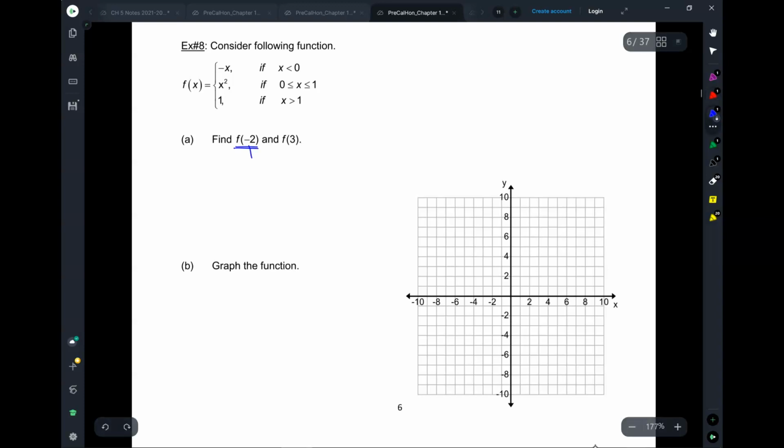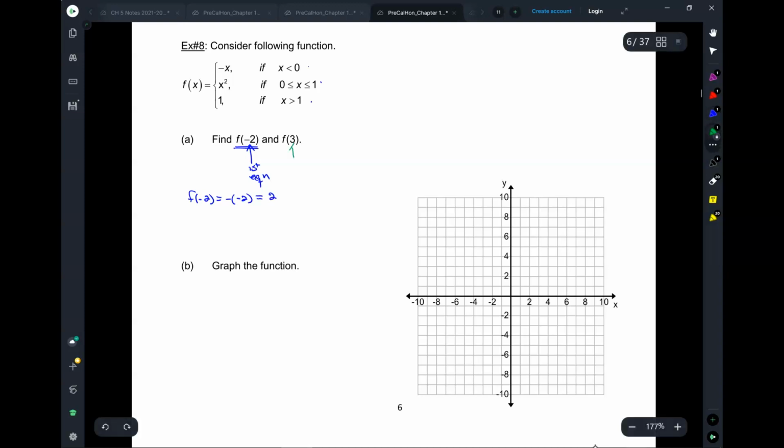Okay, x is negative 2 here. Of these 3 regions, where does negative 2 fall in? First, second, or third? First. So that means because it falls in the first equation, I say f of negative 2 is negative 2, positive 2.